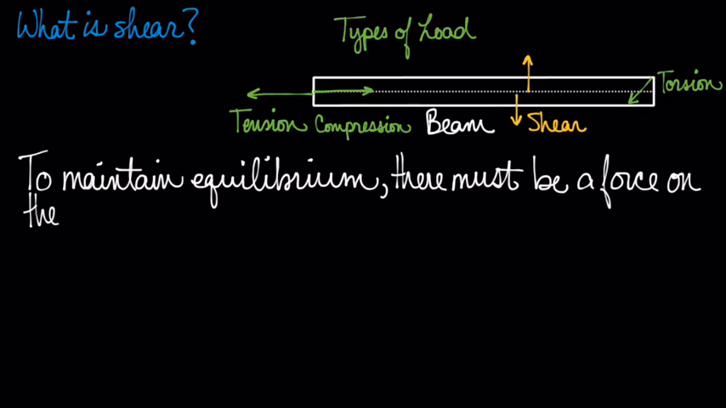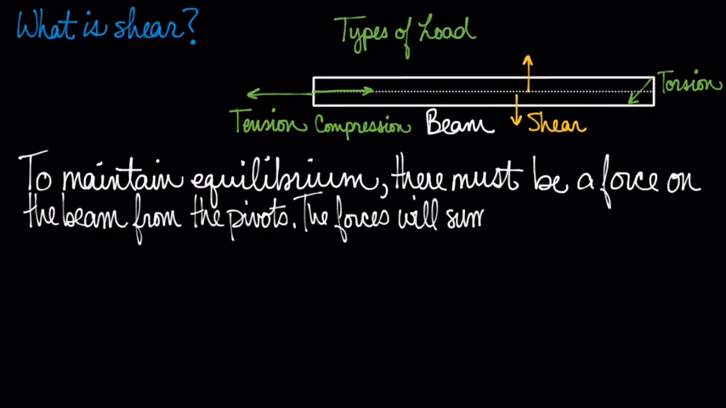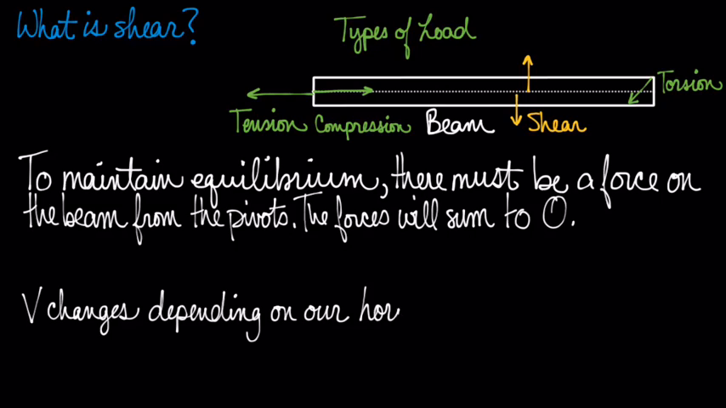Now, I want to say that if we put a beam under a shear load, as you will be doing, this is a statics problem. The beam will bend and then maintain a static position. It's not in motion. And to maintain equilibrium, there has to be an equal and opposite force. And that equal and opposite force is going to come from the pivots, or the two fixtures on either side of the beam. All of the forces have to sum to 0.